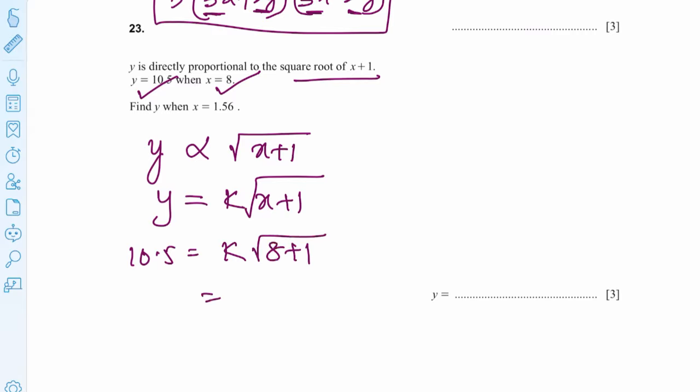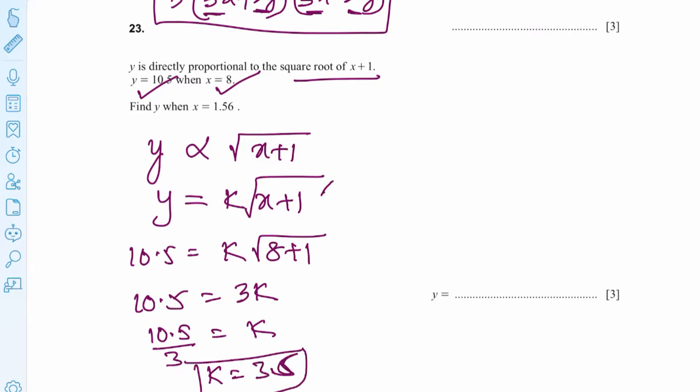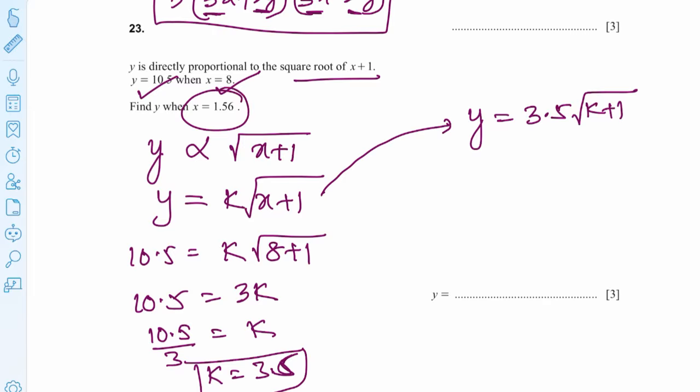So 8 plus 1 is 9, square root of 9 is 3, so I'm getting 3k this side, and this will be 10.5. So divide 3 on both sides, so 10.5 over 3. So k I am getting right now as 3.5. Okay, 3.5. That means this equation I can rewrite as y equals 3.5, that is k, times the square root of x plus 1. Got it? Okay, now what is the value of x given? 1.56. I'm sorry. Here it is not k plus 1, it is x plus 1.